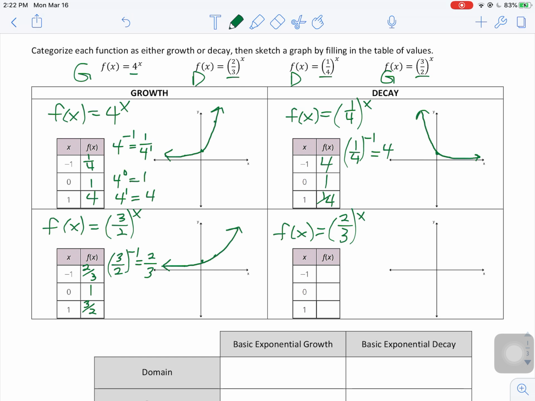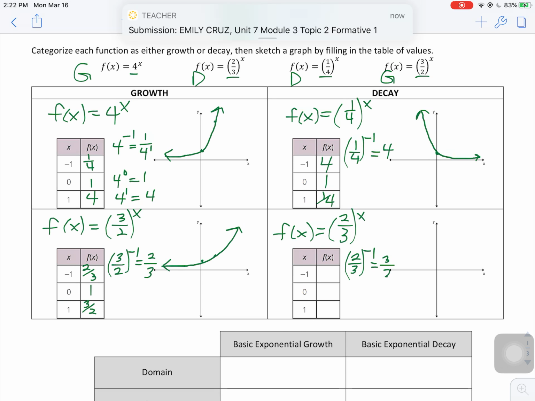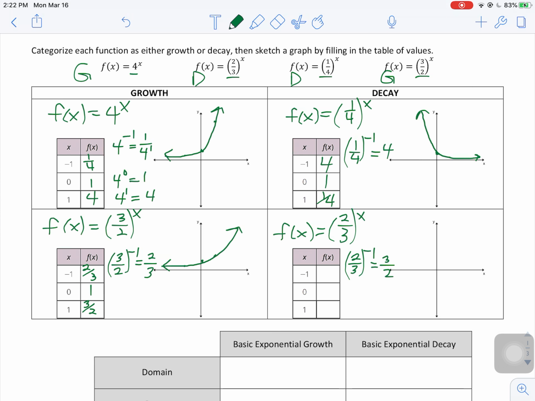For the last one, bottom right, 2/3 raised up to the -1, you just flip the fraction upside down, so it's going to be 3/2. Anything to the 0 power is 1, and then 2/3 raised up to the first power just stays 2/3. So when I go to plot it, -1, 3/2, 0, 1, 1, 2/3. So still decreasing the whole time since it's exponential decay, but now it is less steep compared to that one.